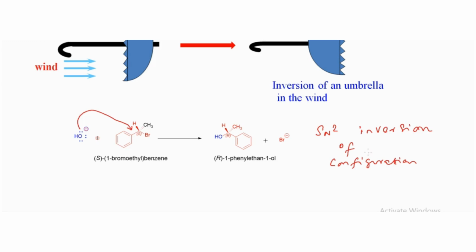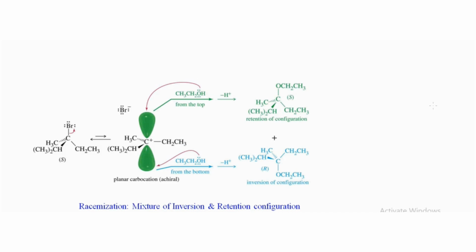Now let's see what will happen if the nucleophile attacks at the chiral center and the reaction is taking place through the SN1 reaction mechanism. Now this is the example we have taken for the SN1 reaction. As we know, the SN1 reaction easily occurs at a tertiary alkyl halide. So this is a tertiary alkyl halide, and you see this carbon is a chiral center. Okay, so this is connected to 4 different groups. This is the chiral center.